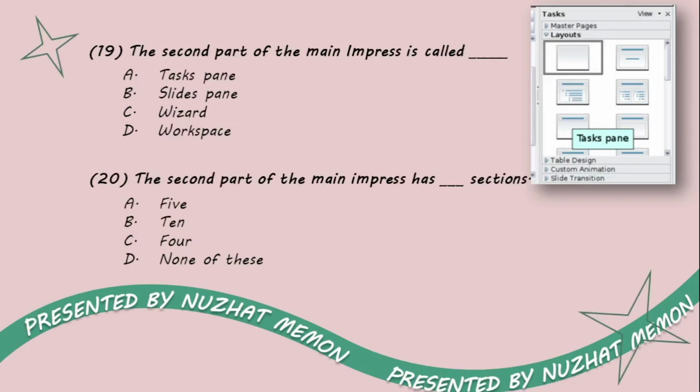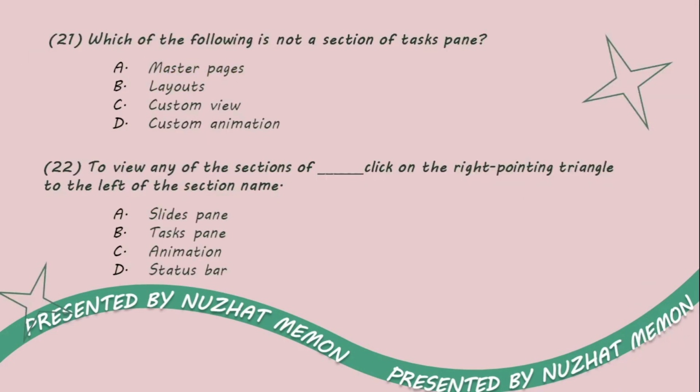Next, 19. The second part of the main Impress window is called dash. So it is called as task pane. So here we are having image also. This is known as task pane, and it has master pages, layouts, table design, custom animation and slide transition. So basically there are 5 parts in that. Okay, so second part of the main Impress has dash section. So as I told, now there are 5 sections.